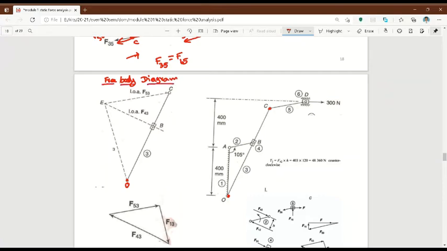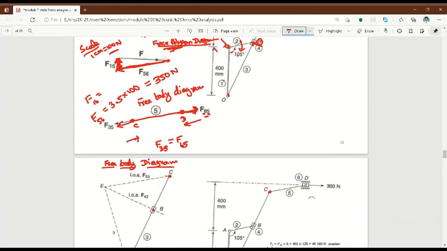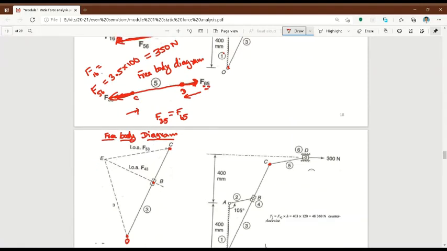So draw a line parallel to OC and mark P. Okay. Now draw F53. That is, draw this line. That will be parallel to CD. So draw F53 parallel to CD.